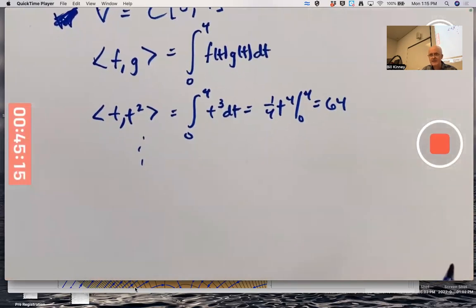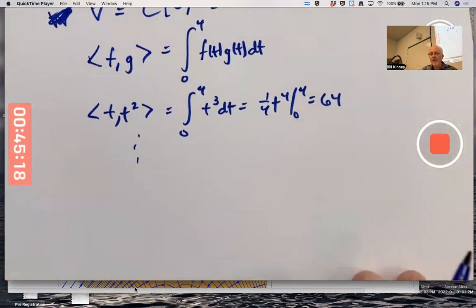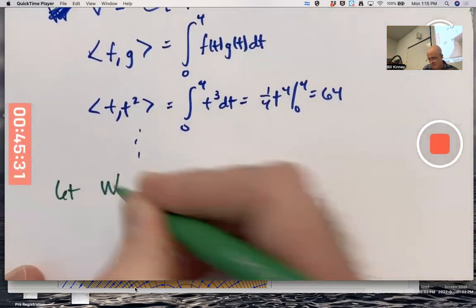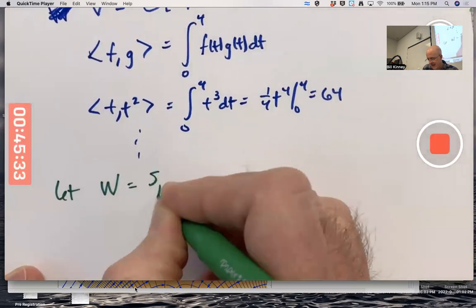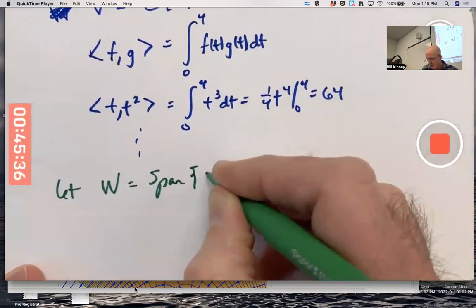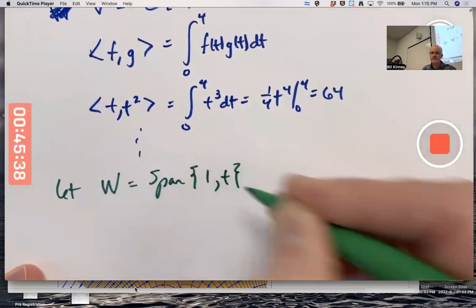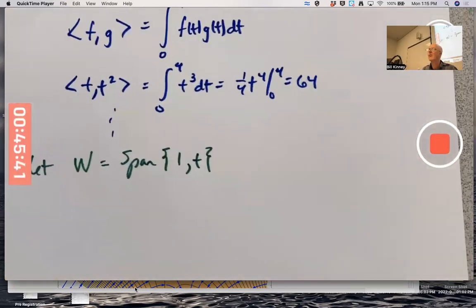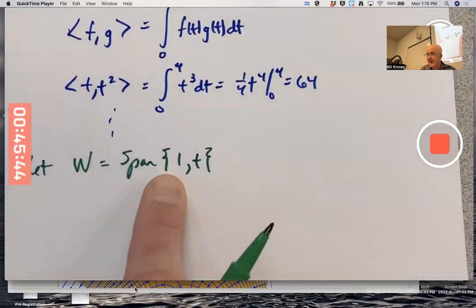What do I want to do here for the rest of the day? I want to try to help you understand the purpose of all this again. Let W be the span of, say, the functions 1 and t. That 1 is not the number 1, it's the function 1. Function whose output is always 1. If it were a solution of a differential equation, it would be an equilibrium solution.